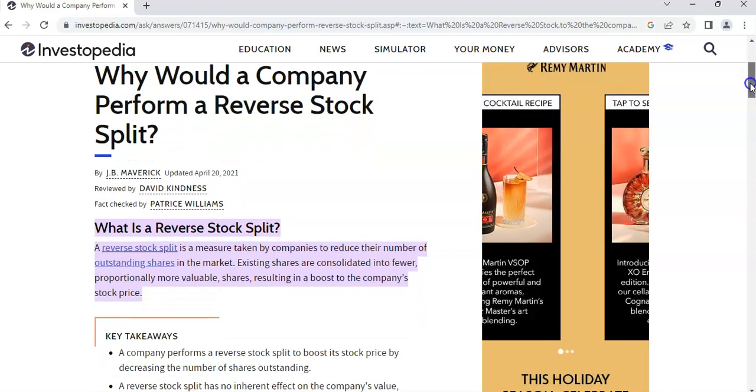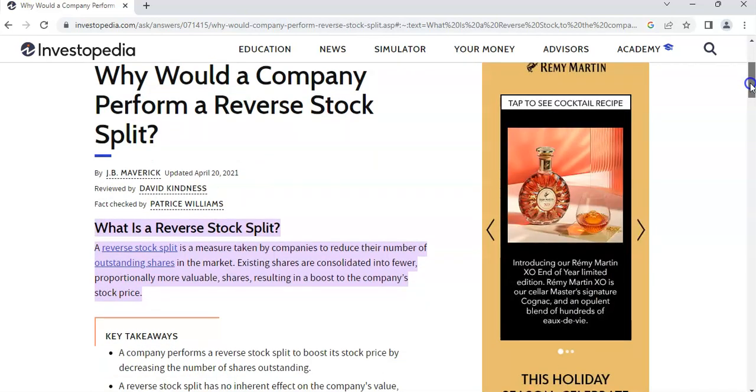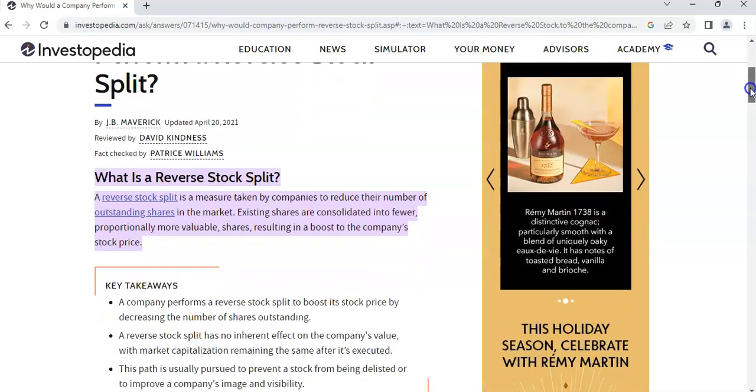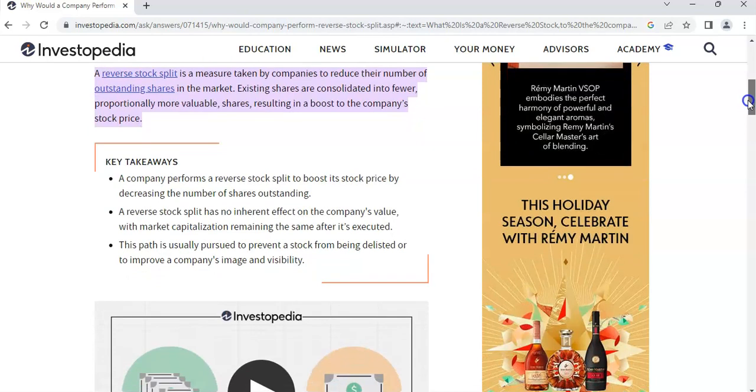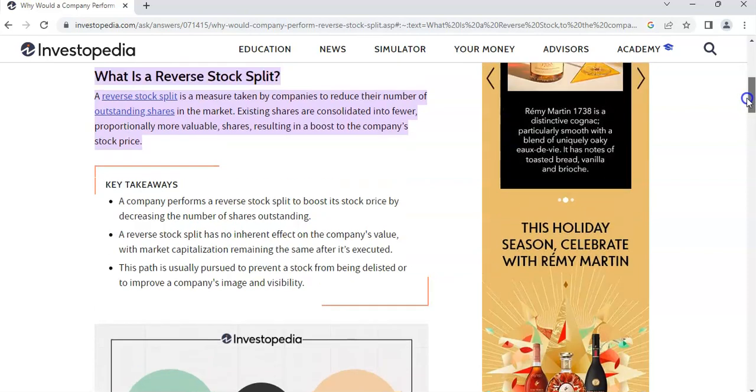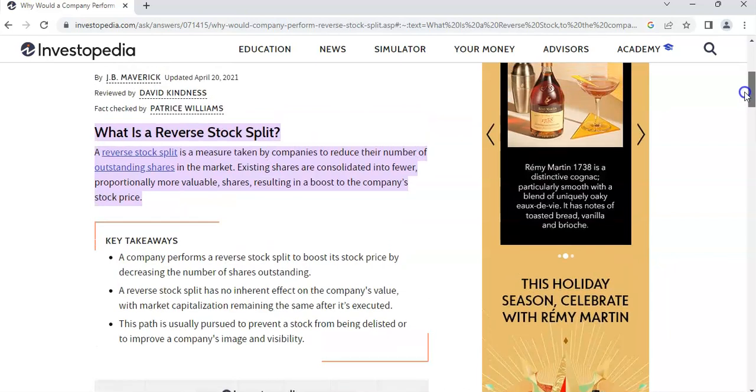This is off of Investopedia.com. It says, why would a company perform a reverse stock split? A reverse stock split is a measure taken by companies to reduce their number of outstanding shares in the market. Existing shares are consolidated into fewer, proportionally more valuable shares, resulting in a boost in the company's stock price.